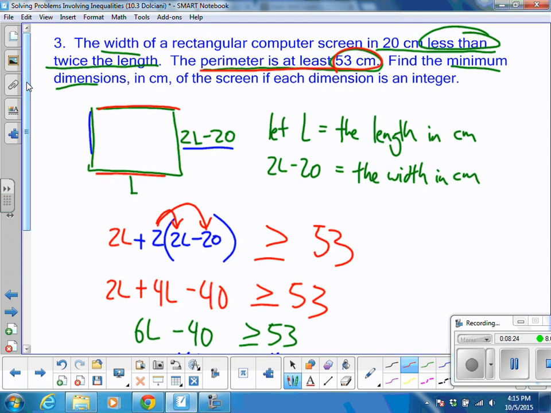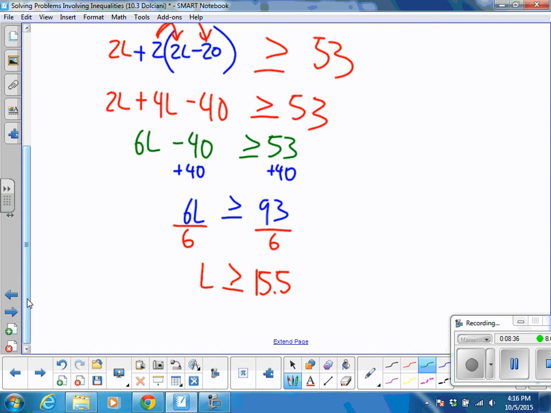It says the answer needs to be an integer, so no more decimals on this, and I want the minimum. So I want the minimum integer. When I play through this one, L is greater than or equal to 15.5, that would mean my answer is 16 centimeters. So be careful that when you're working through the math, you also go back to the original question to make sure you're solving the question that's being asked.